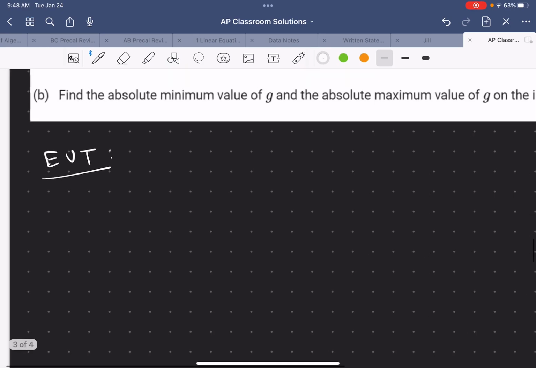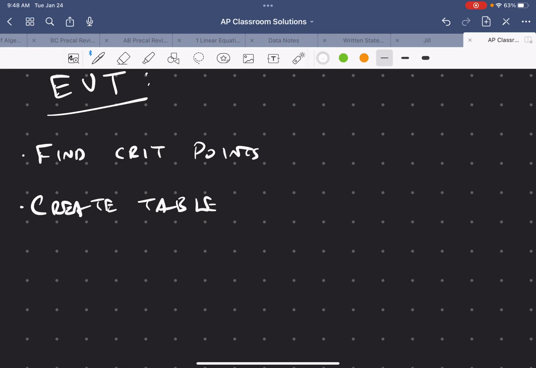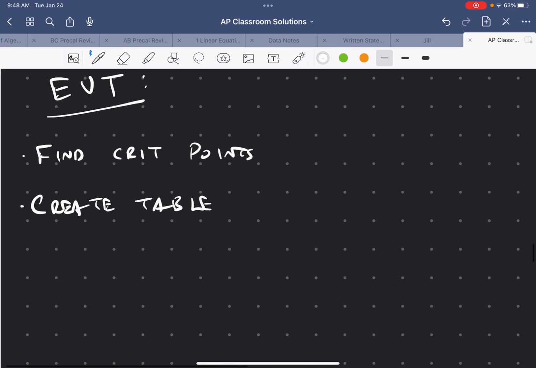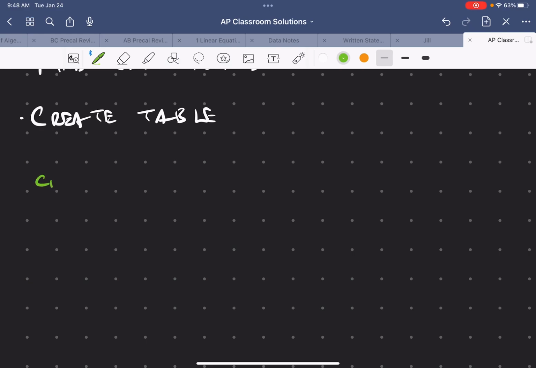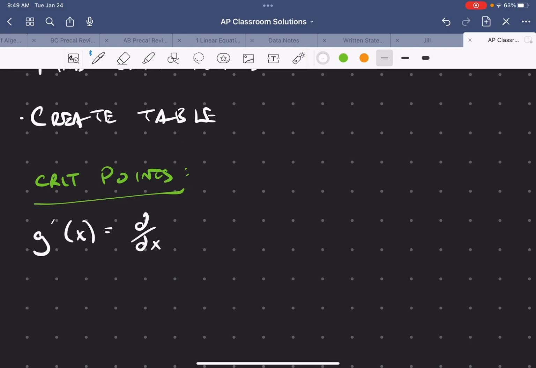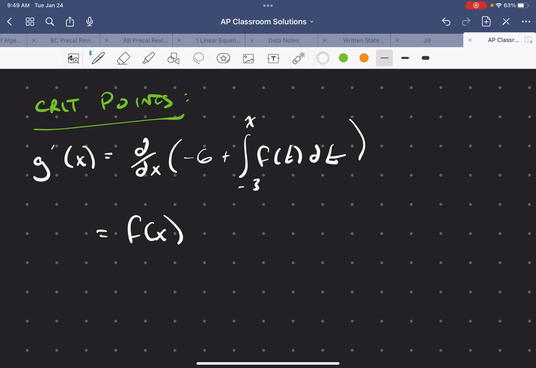And so you might remember the extreme value theorem had a bit of a process. You first want to find your critical points, and then you want to create a table, creating a table which shows all of the y values of your critical points and then also the y values of your endpoints. So I'm looking for absolute min and max of g itself. So if I'm going to find the critical points, I need to start off by finding the derivative of g. And we already did this work, but I'm just going to throw it out here again. The derivative of g would be -6 plus the integral from -3 to x of f of t dt. That would be f of x.